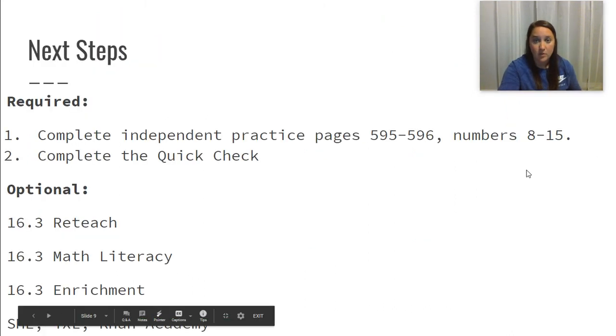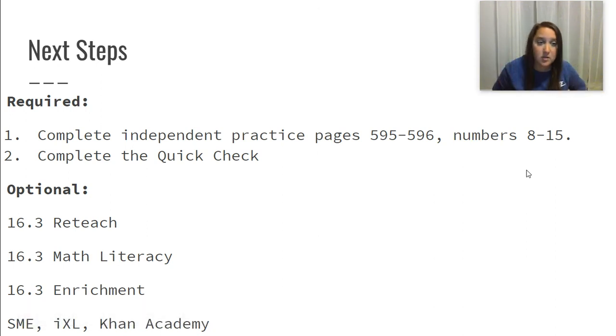So, what are you going to do next? You have some required tasks, and then you also have some optional tasks. So for required, if you're ready to move on to the independent practice, you're welcome to do so. It is linked in the main page for you. You'll be working on pages 595 and 596, doing numbers 8 through 15. Once you complete that, you are doing the quick check.